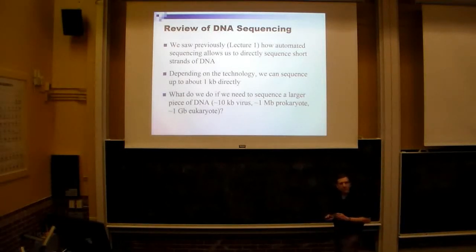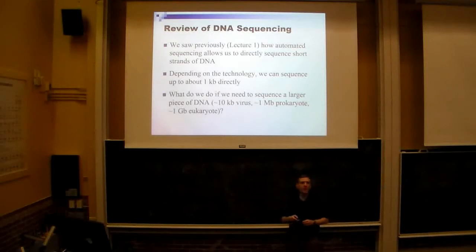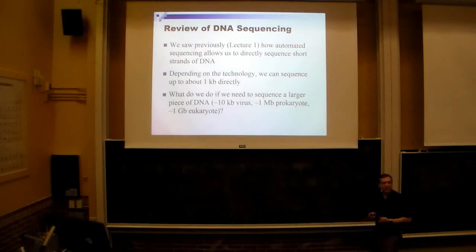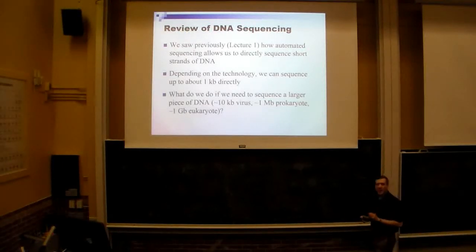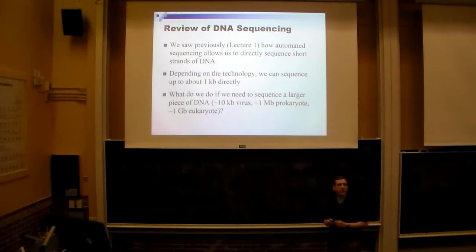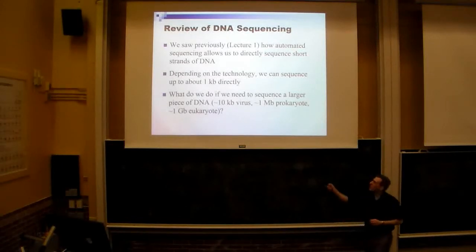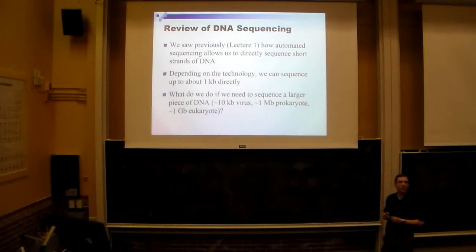So the automated sequencing machines we looked at might be able to give us lots of sequences of individual pieces of DNA, but each of those individual pieces is short. Depending on the technology, it might be up to about 1,000 bases, 1 kilobase of DNA. And that creates a problem if you care about whole genomes, because whole genomes are much bigger than the things our genome sequencing machines can sequence.